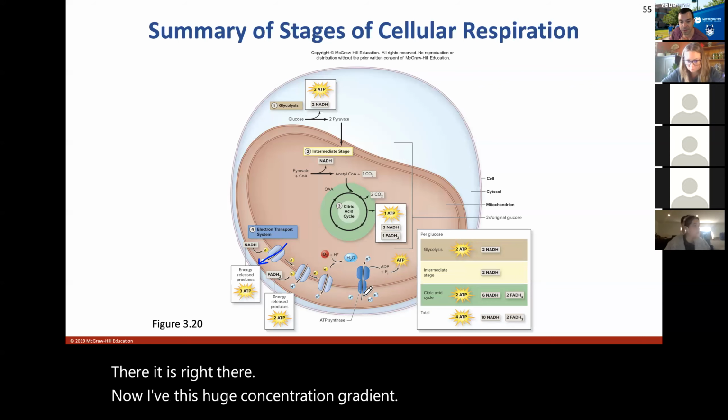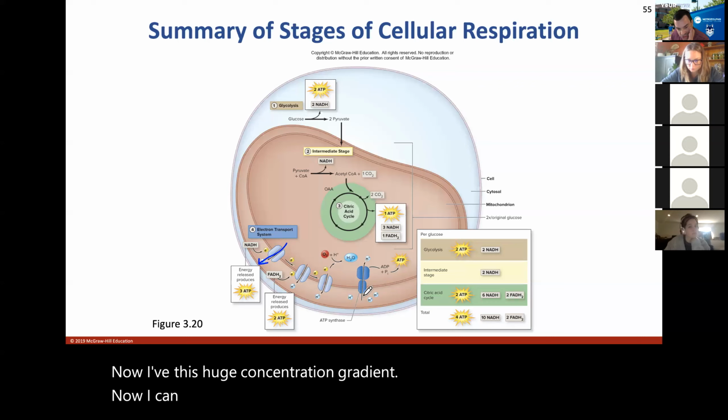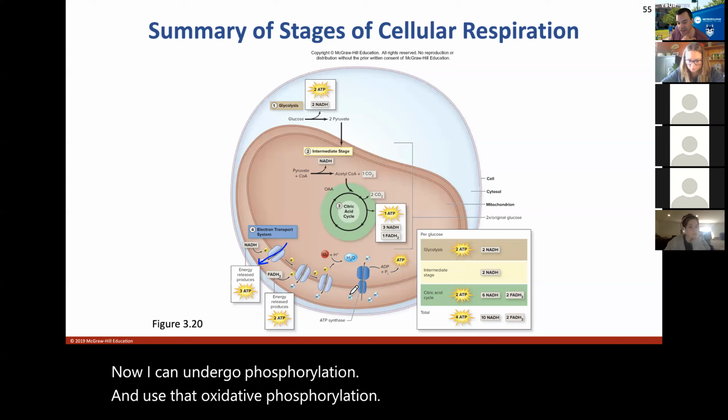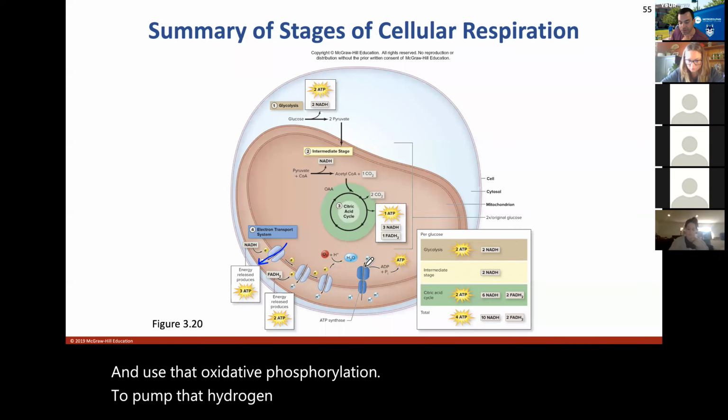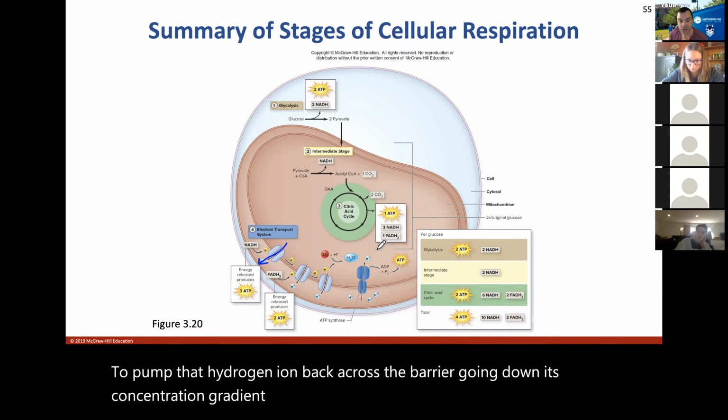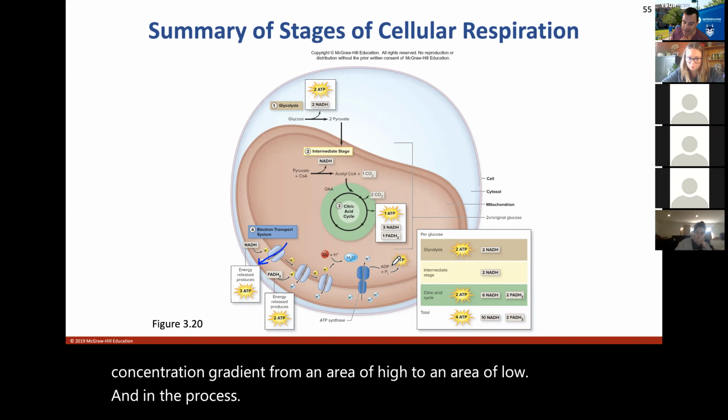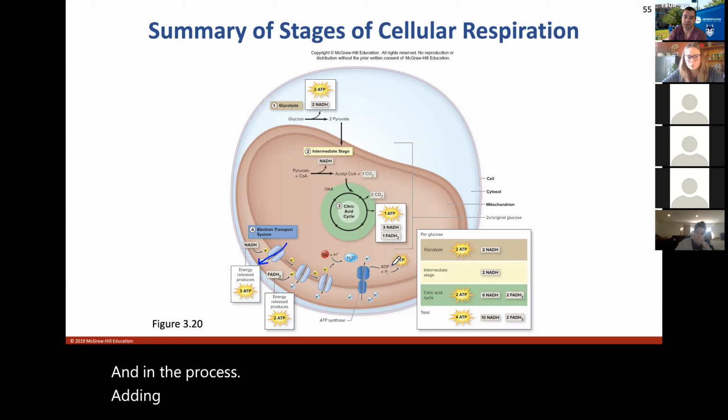Now I can undergo phosphorylation and use that oxidative phosphorylation to pump that hydrogen ion back across the barrier, going down its concentration gradient from an area of high to an area of low. And in the process, adding a P to a double P to make a 3P molecule, adenosine triphosphate.